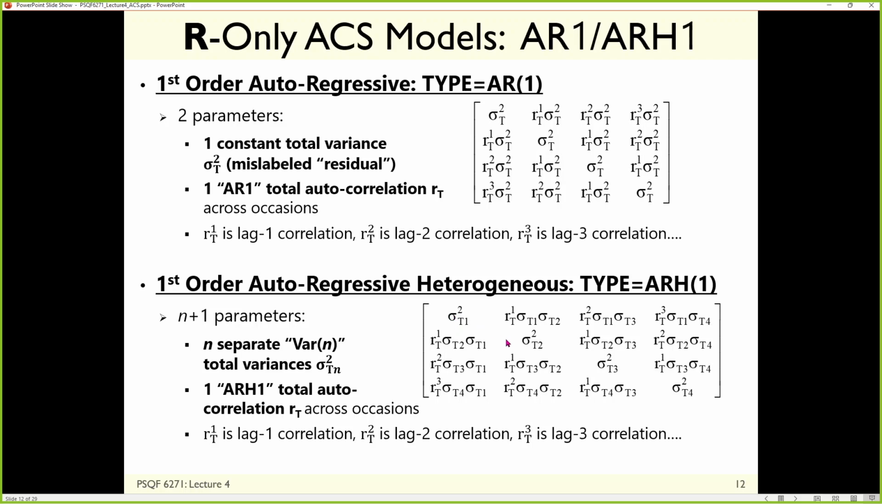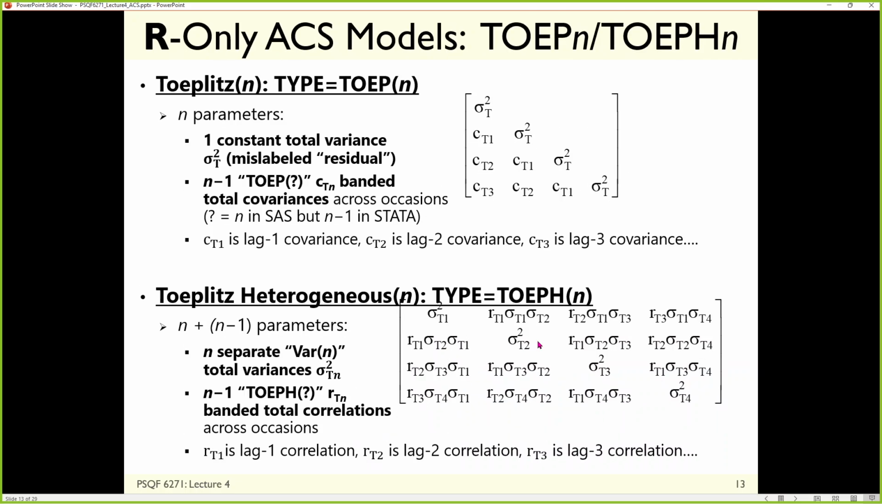But you can expand it to have heterogeneous variances. So you can add an H to make the variances different over time, but then we have the same R to the first, R to the second, R to the third pattern building in the correlation structure. Okay, one more, then we'll see an example. One more slide, I should say.